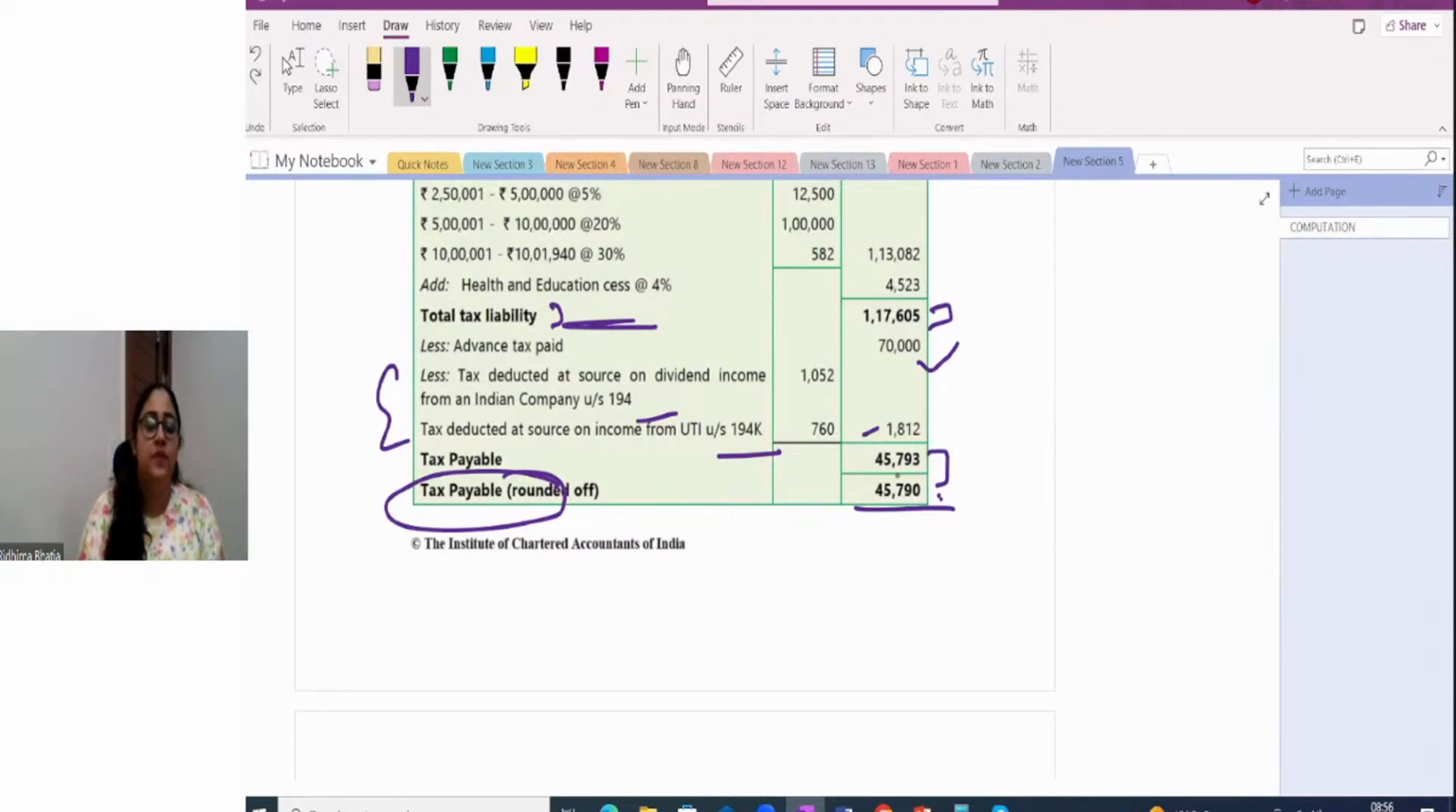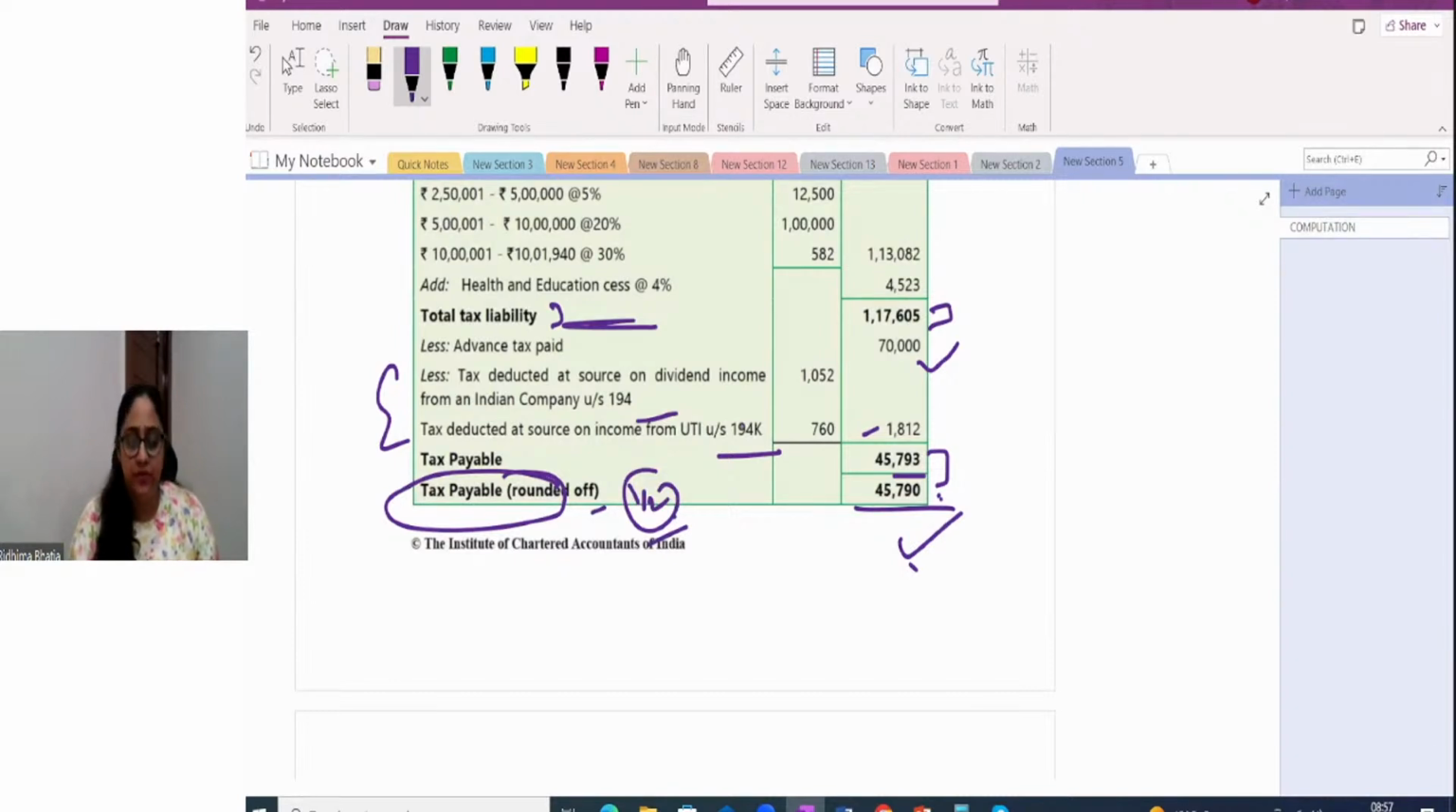So 45,793. But since the remainder is 5 or less, it would be rounded off to the previous 10. Do not forget to round it off, because half to 1 mark is for this rounding off also. 115BAC तो भी किया नहीं, but इसमें किसी को कोई doubt? Perfect. सबका मैच हो गया सारी चीजें.